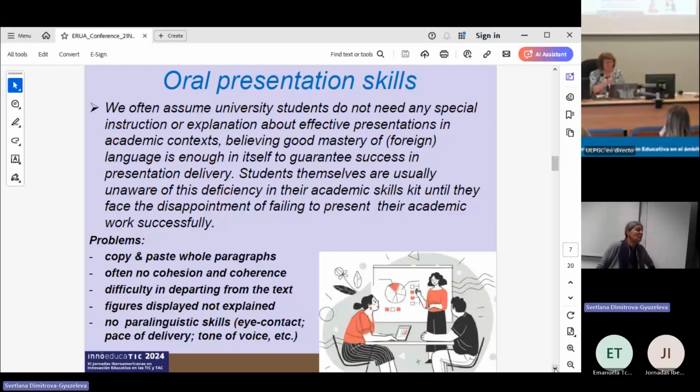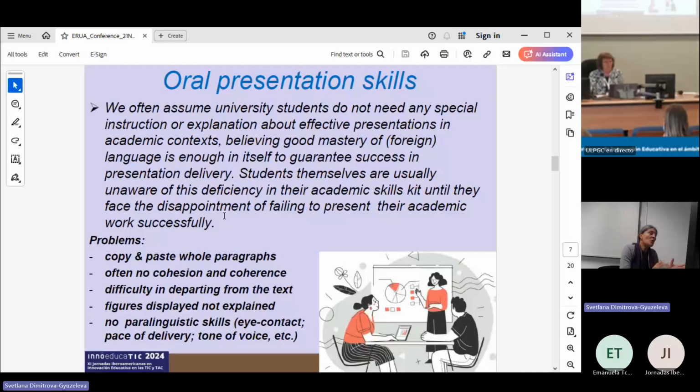The students themselves are not aware of this deficiency until they fail in presenting their academic work successfully. What are some of the problems? This will probably ring a bell and will be recognized by all of you to some extent. They copy and paste whole paragraphs from the resources that they use. And then they read from the screen or from the prepared script.